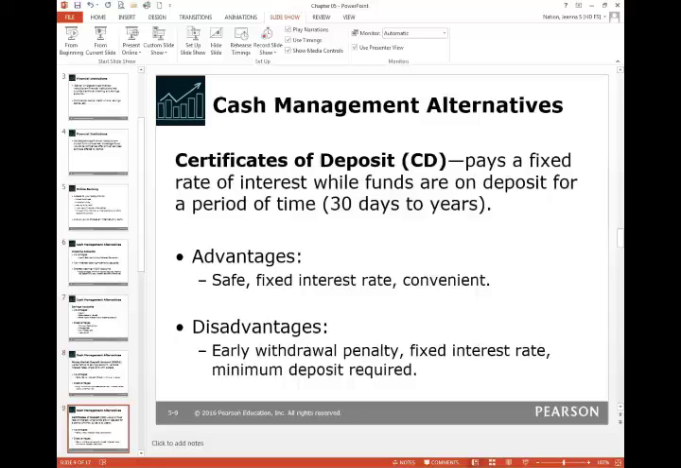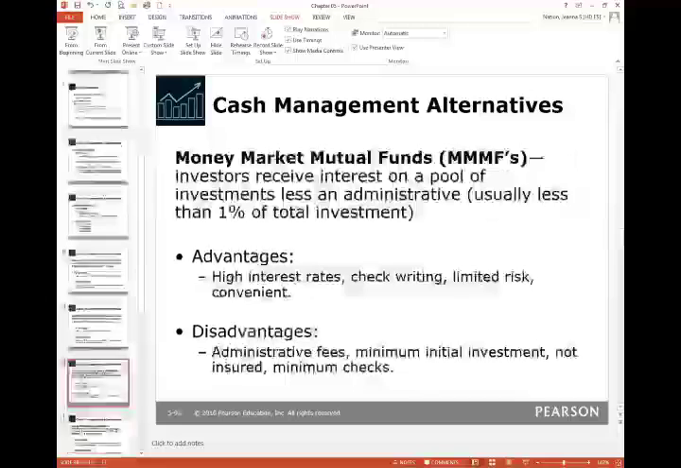CDs are also an alternative. These are seen as liquid assets if they are maturing, or if you get the money back, within a year or less. They'll pay a fixed interest rate while the funds are deposited. They can go up to 30 years. But anytime it's considered liquid is if it matures in less than a year. Advantages here are they're safe. Once again, they're FDIC and NCUA insured. They're convenient. They're easy to buy. They offer a fixed interest rate that's higher than some alternatives, but once again, can have high deposit requirements, early withdrawal penalties, and then the interest rates really aren't that high, especially right now.